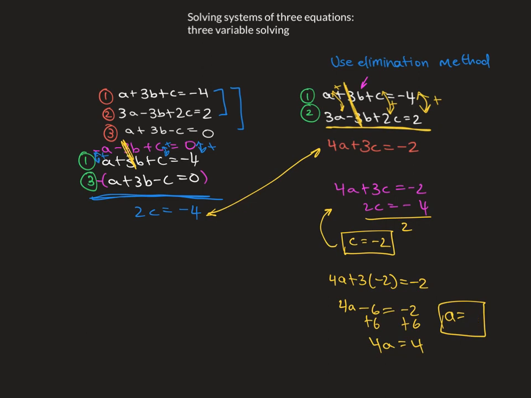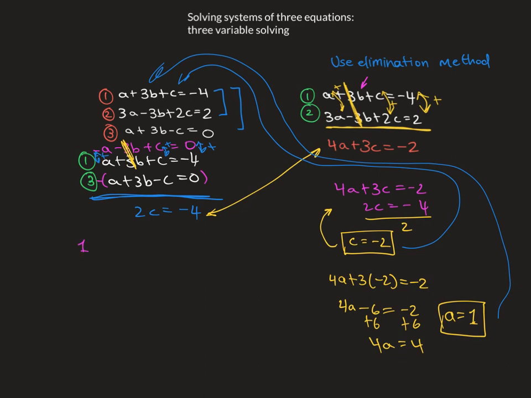Once we've got our two variables, we can take both of those variables and plug them into one of our three equations. We can choose any of them. I'll just go with equation 1. So now we just plug them in. We have a, which is 1. So 1 plus 3b plus c, which is minus 2, is equal to minus 4. 1 minus 2 is minus 1, plus 3b equals minus 4.